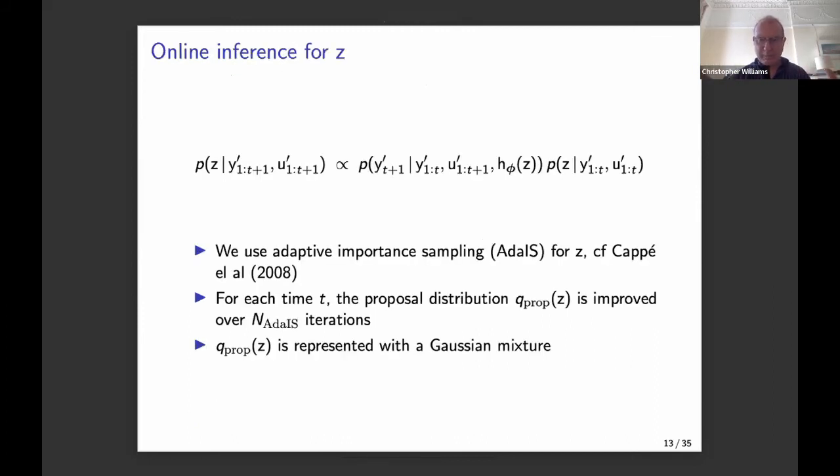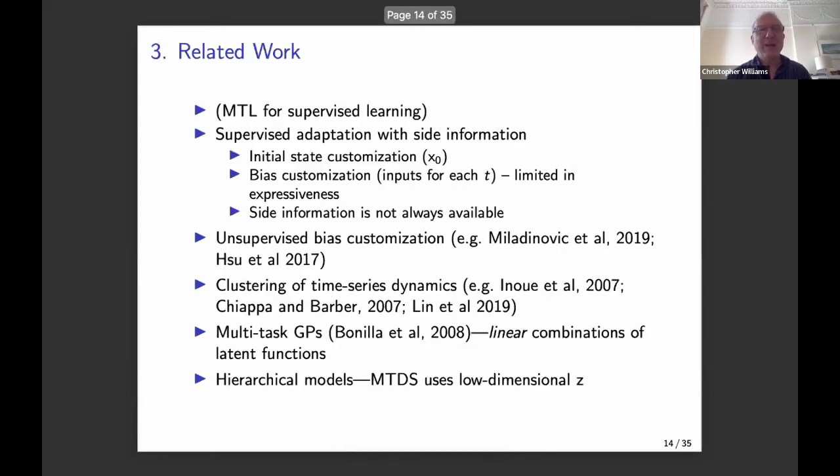The other thing we want to do is online inference for Z. As we are seeing a new test sequence, we want to figure out what the right posterior in Z space is for it. Obviously, we can have a recursive model. We've seen data, p of Z given Y from 1 up to T, but then we want to add a new observation, Y T plus 1, and update this posterior. To do this, we use adaptive importance sampling from Cappé et al. 2008. We have a proposal distribution that's improved by some number of adaptive importance sampling iterations. So that's briefly how we do online inference of Z.